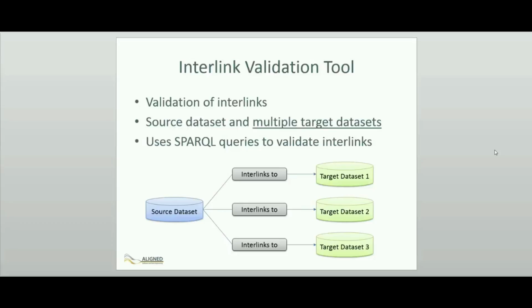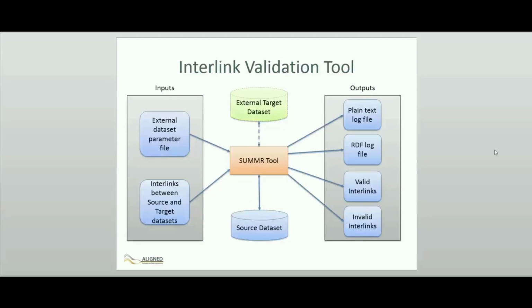The purpose of the tool is to validate sets of interlinks between a source dataset and multiple target datasets. As datasets evolve and change over time, these changes can end up invalidating already existing interlinks. So it is important to be able to find which of these interlinks are still valid and correct, and which ones are invalid and incorrect. The tool validates interlinks through standard SPARQL queries that compare the source and target resources in the interlinks to their respective datasets. So for a quick overview of the tool, it takes in 2 inputs and produces 4 outputs.